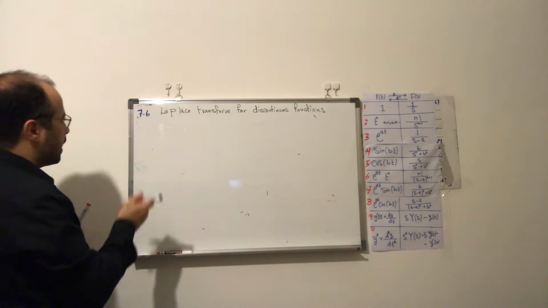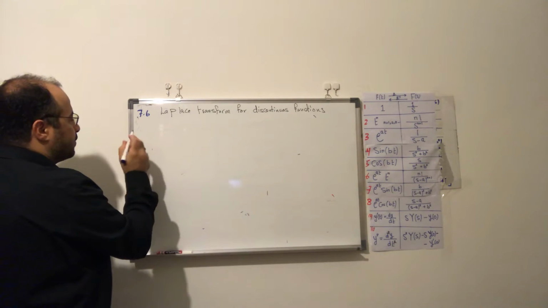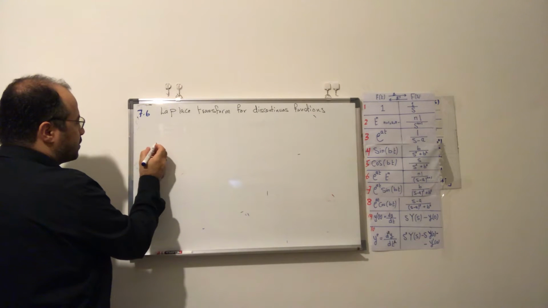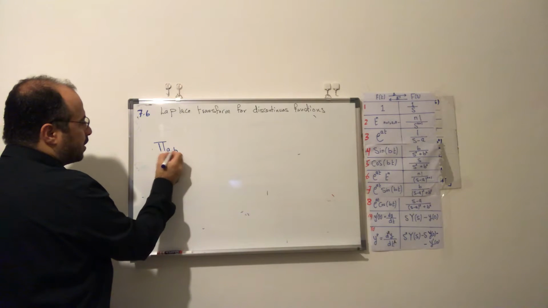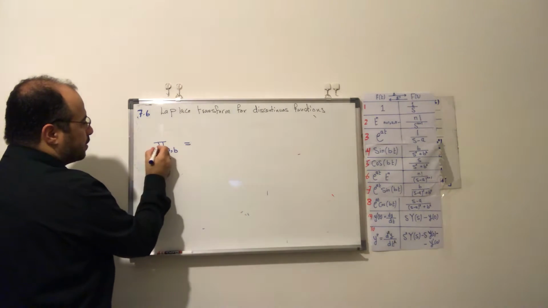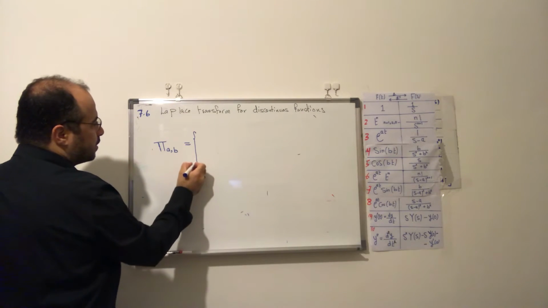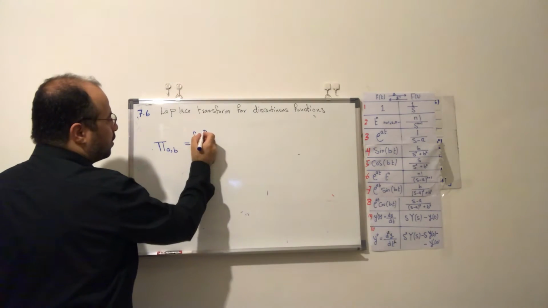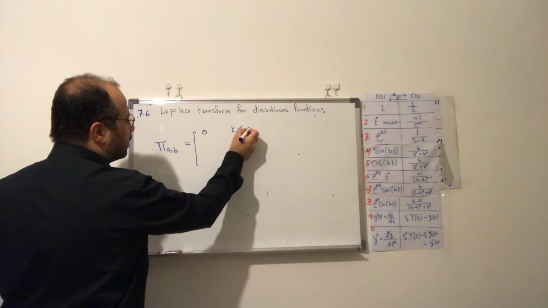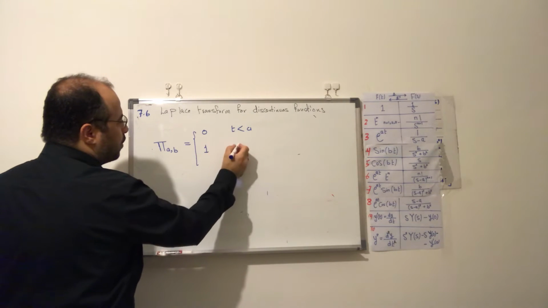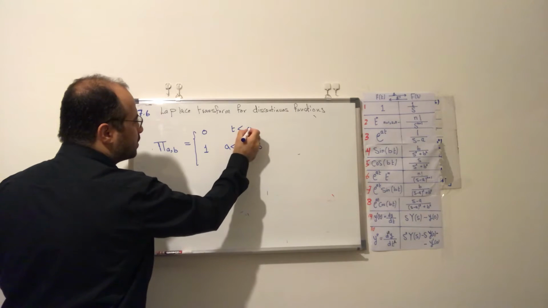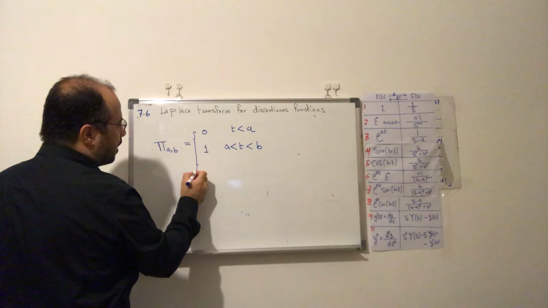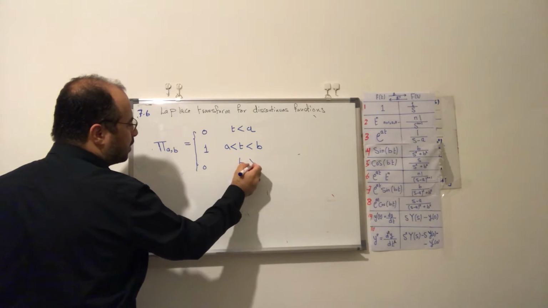So here is a new function. Let me show you. It is called pi, and here we have a and b. This function is 0 when t is less than a, and it is 1 when t is between a and b. Yeah, this is a. And we have 0 when t is bigger than b.